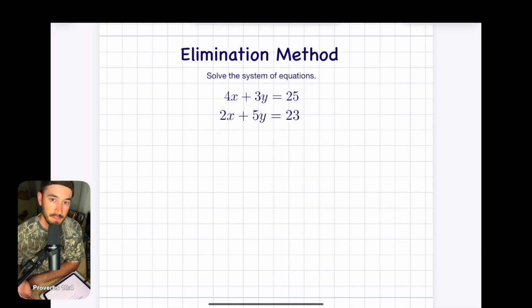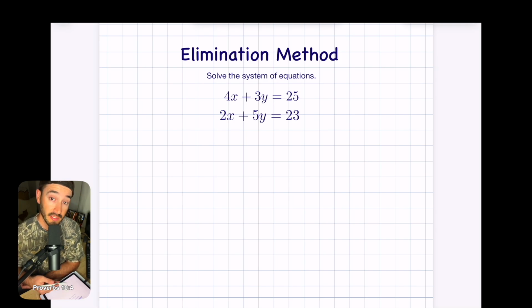That first example is really simple. It was already set up for us to use the elimination method, but obviously a lot of times I get a lot of questions about how do I know when to use the elimination method, when do I have to multiply, that sort of thing. So here's an example that's going to answer that.